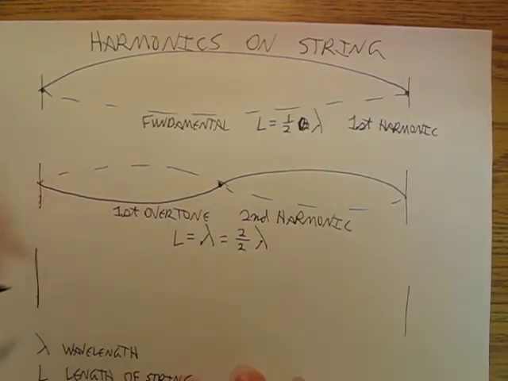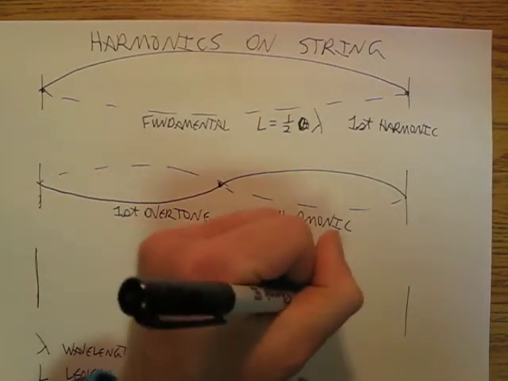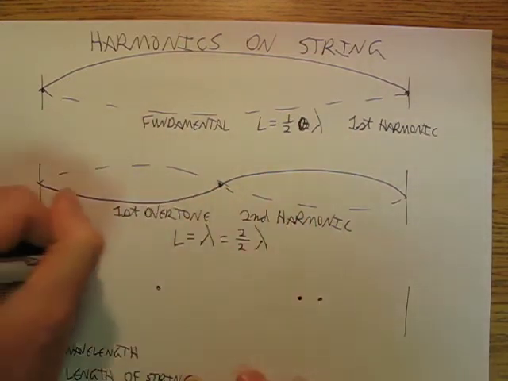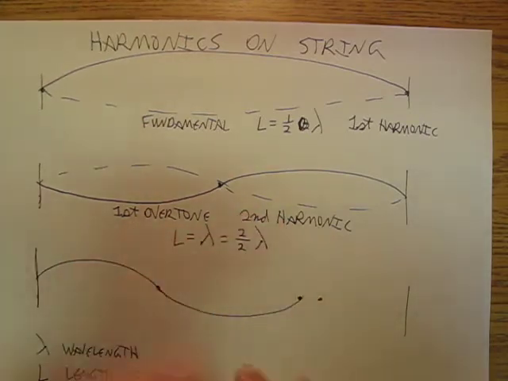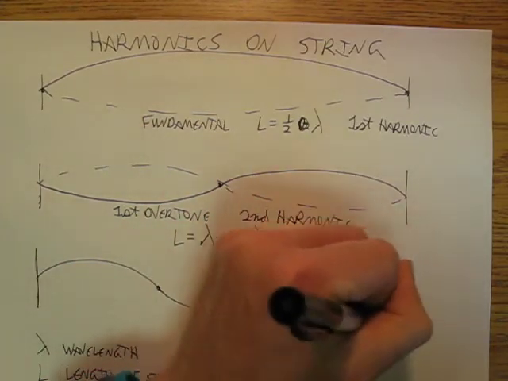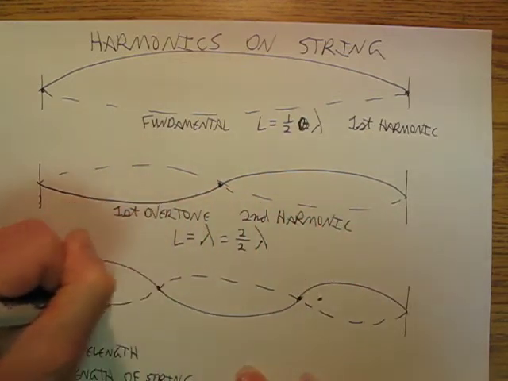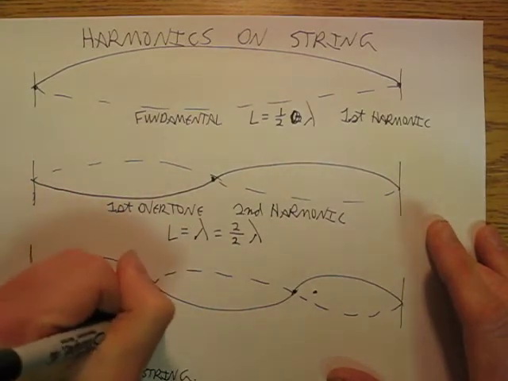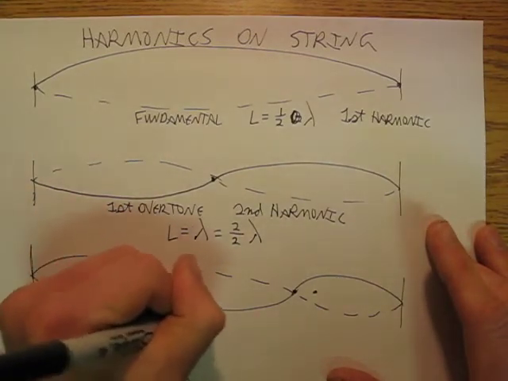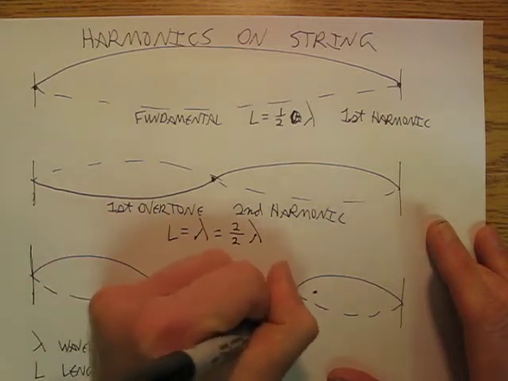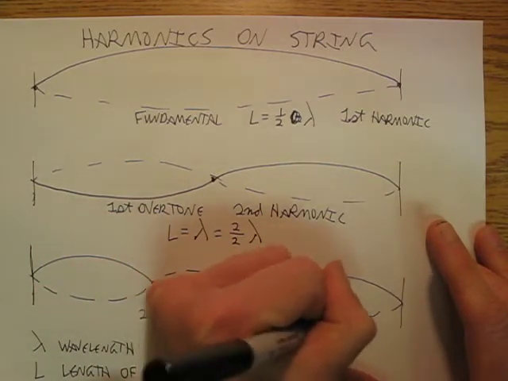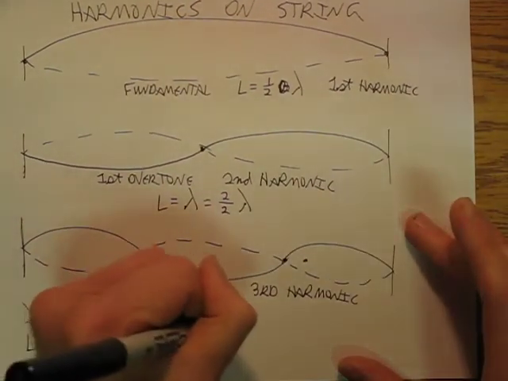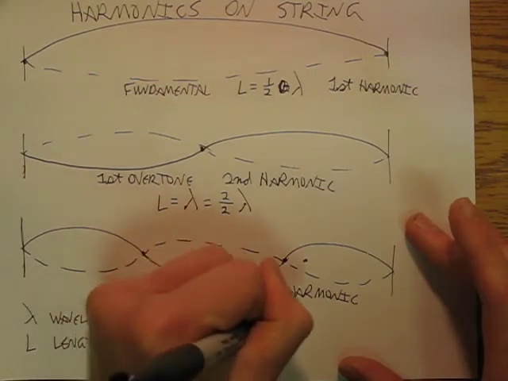Now, my third harmonic, let's put it right like there. My third harmonic went like this, where I broke it into thirds. And so now this is my second overtone, and this is my third harmonic. And so I get L equals 3/2 lambda.